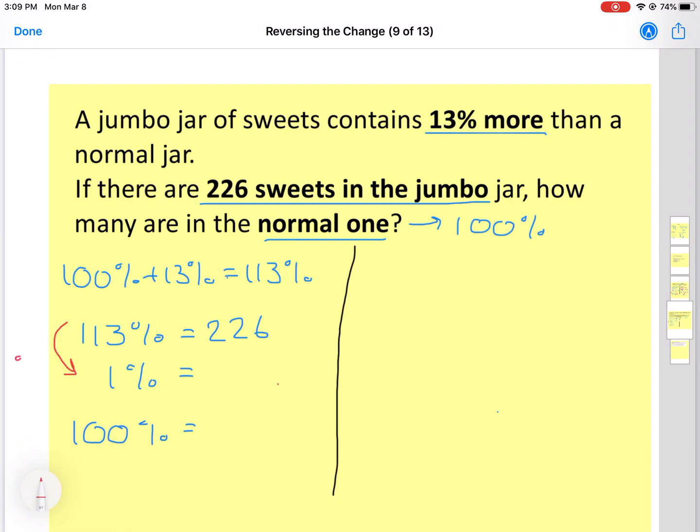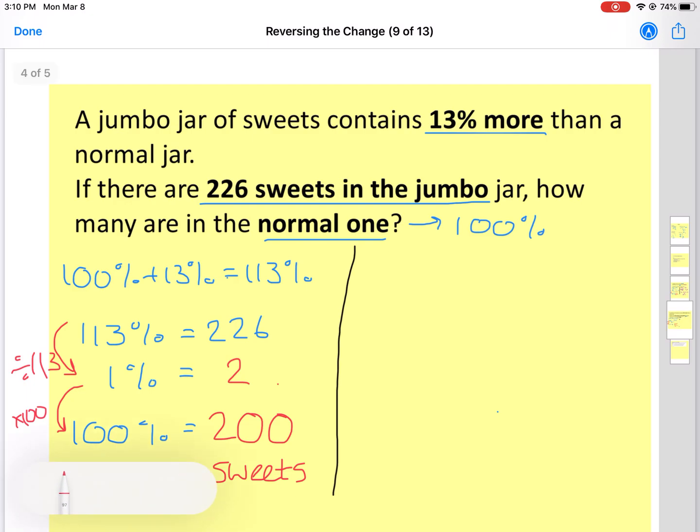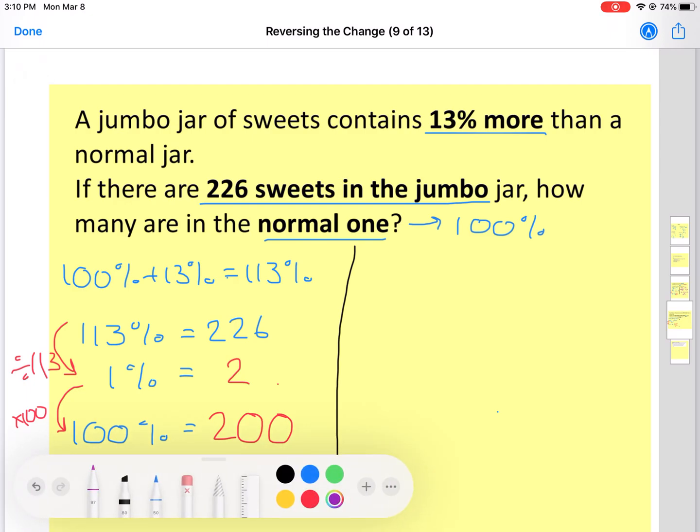So again here, it is always going to be dividing and then multiplying. Dividing first by 113 to get your 113% down to 1%. So 226 divide by 113 and you will get an answer of 2. Times that here then by 100. Again with the same with the 2, so we get 200. And we always want to put some units on the end of these. So 200 sweets would have been in the normal jar.